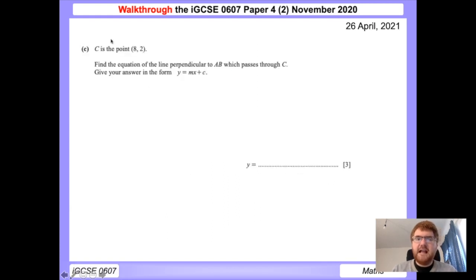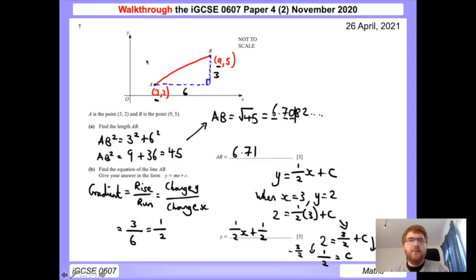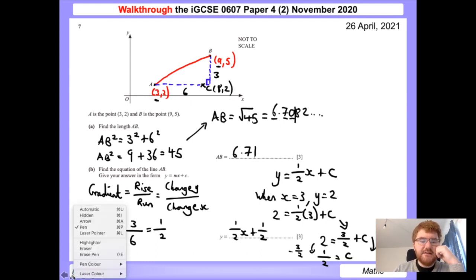Okay, so now we're given an extra point. C is the point (8, 2). So let's put that roughly on our diagram so we've got an idea of where it is. (8, 2), well that's going to be along here somewhere because this is 2. So let's pop it here. Let's pop it there, to make it more or less in the right place.